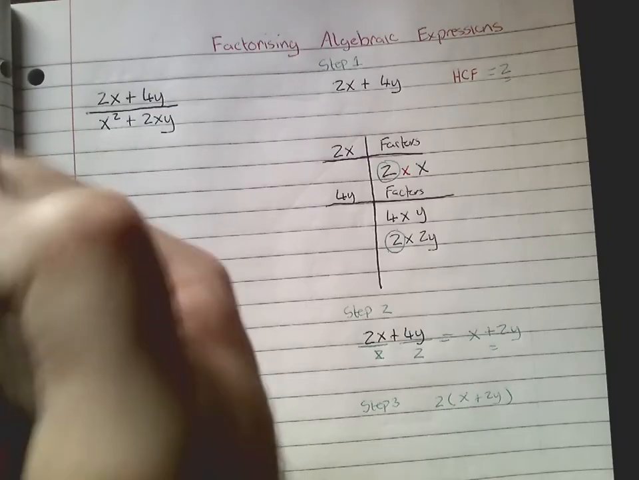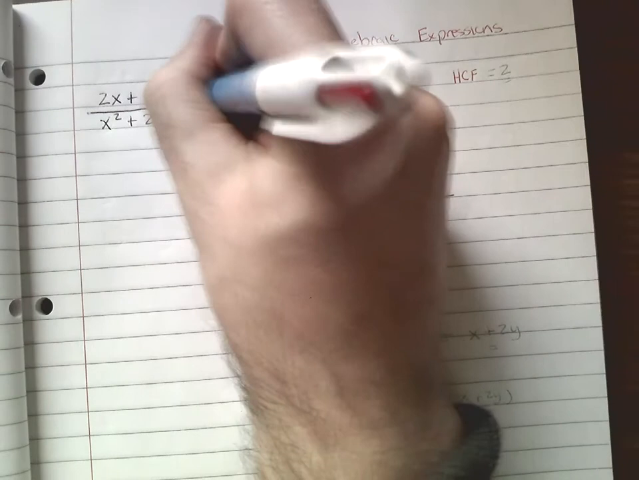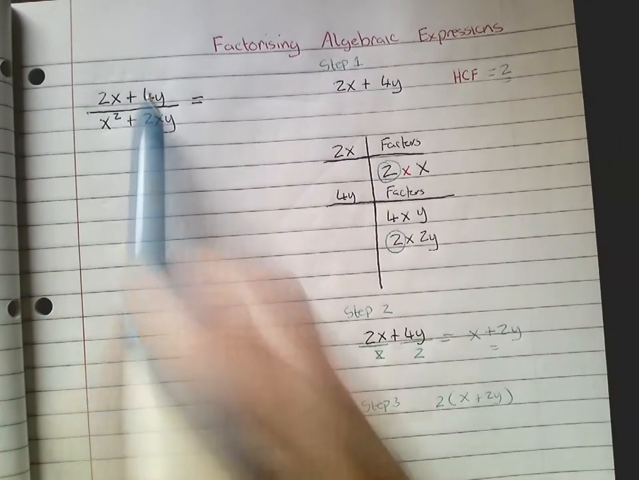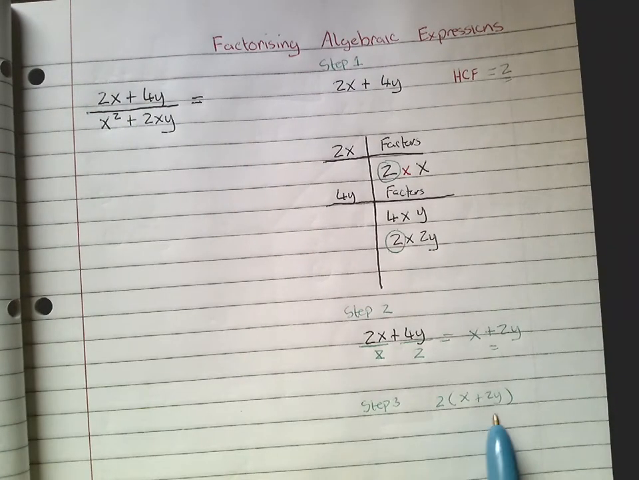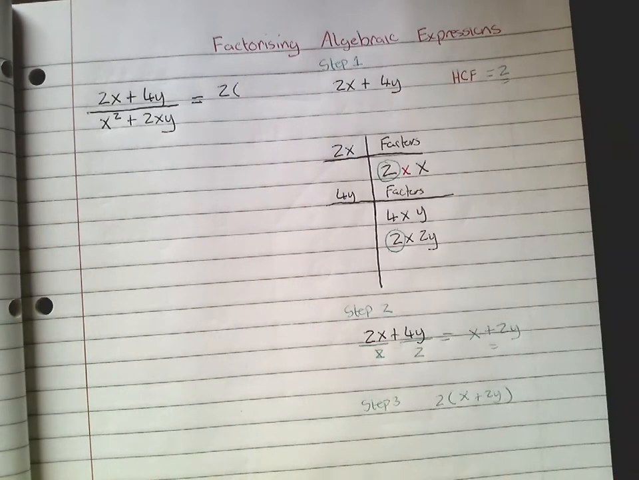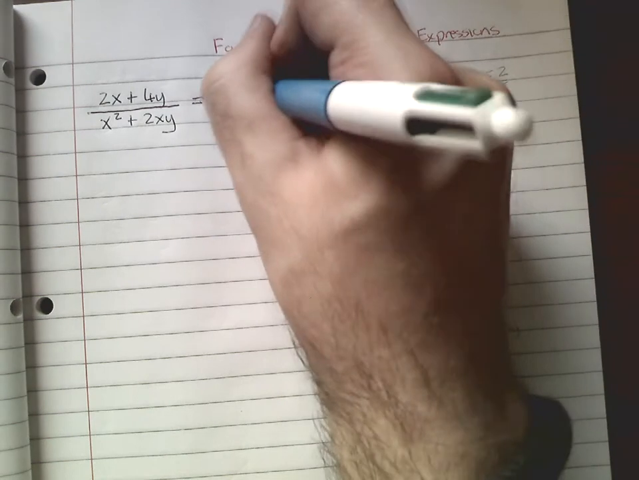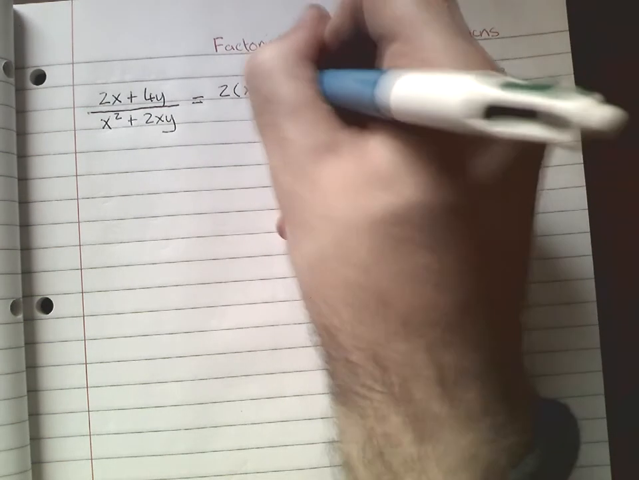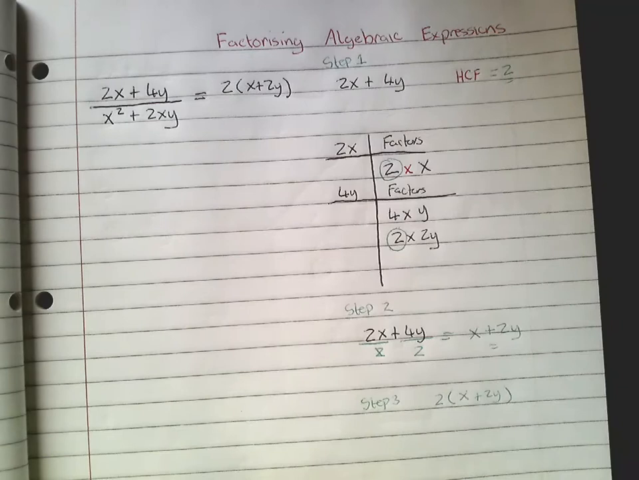So this top part factorized is 2 multiplied by x plus 2y, like so. So we factorize the top part.